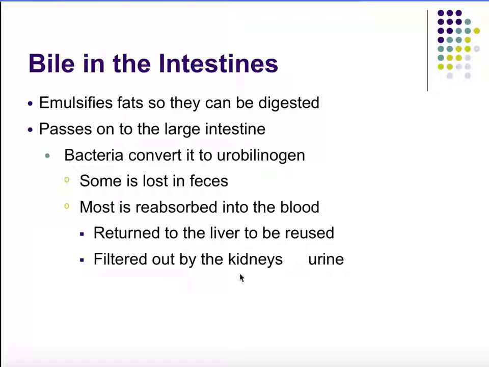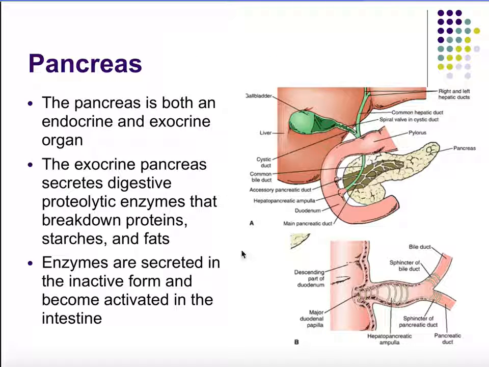And we can filter out some of it through our kidneys, through urine. So let's talk about the pancreas now. So the pancreas, you can see, is right next to the gallbladder, and they actually share a common duct into the small intestine.